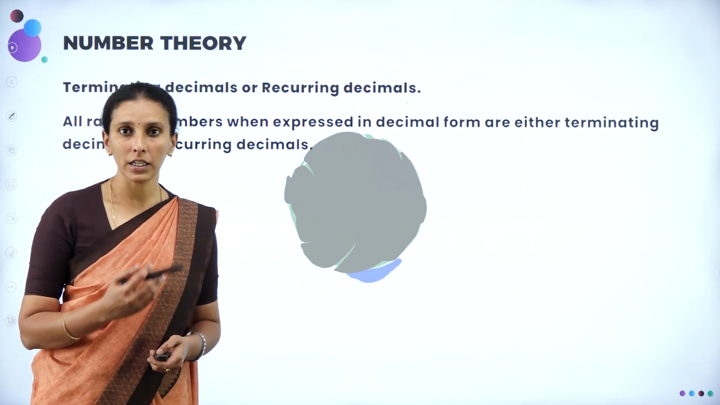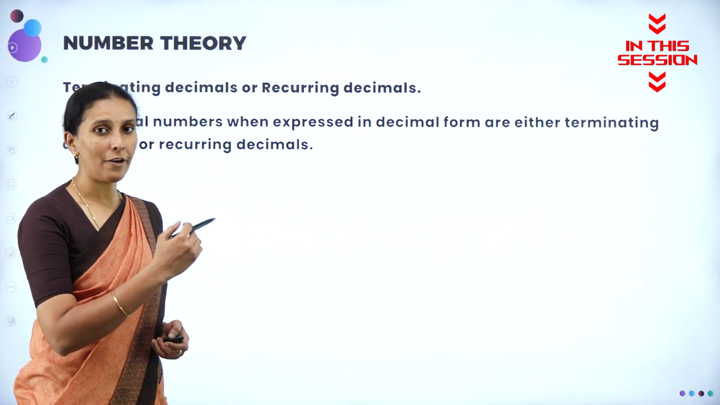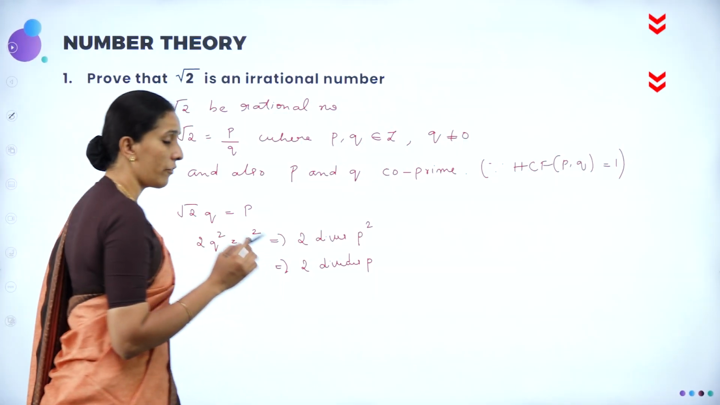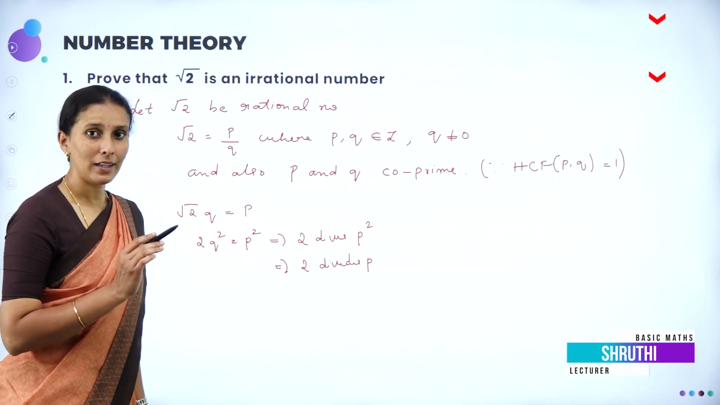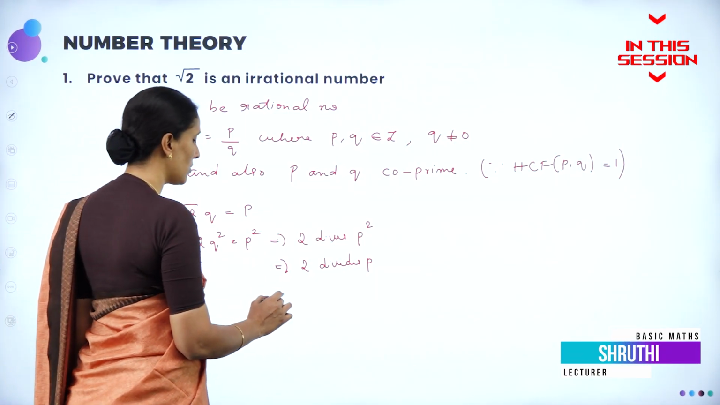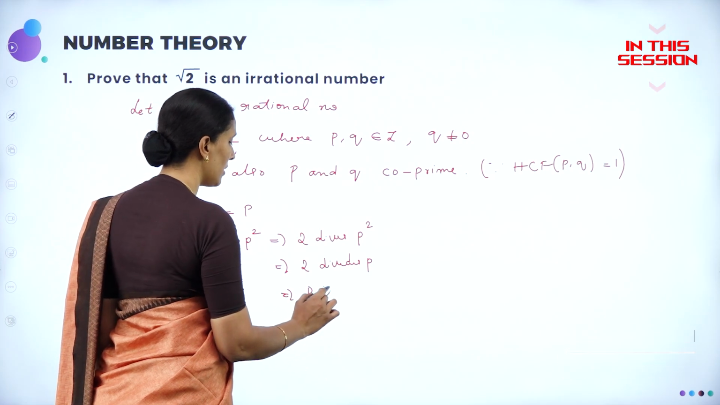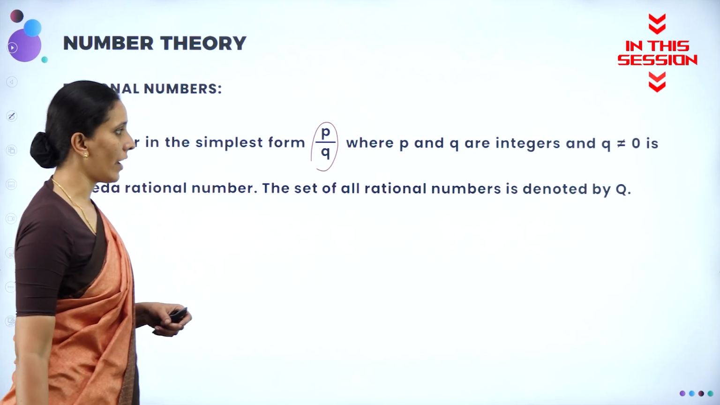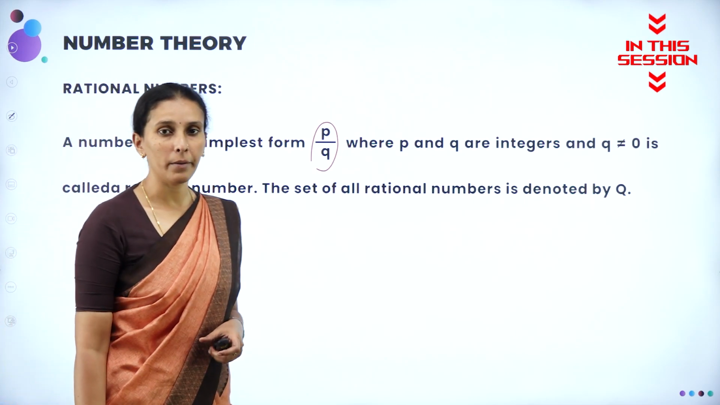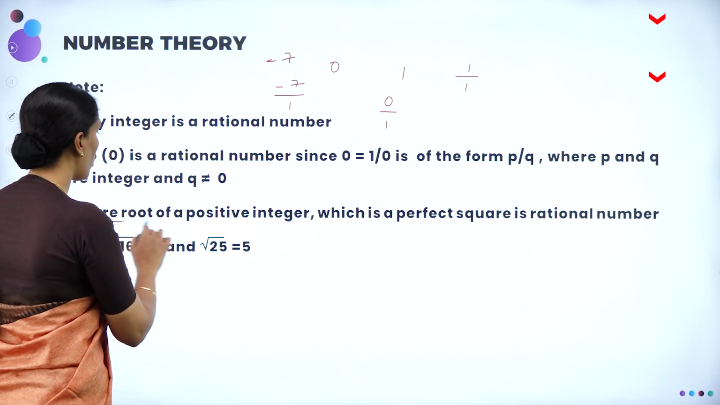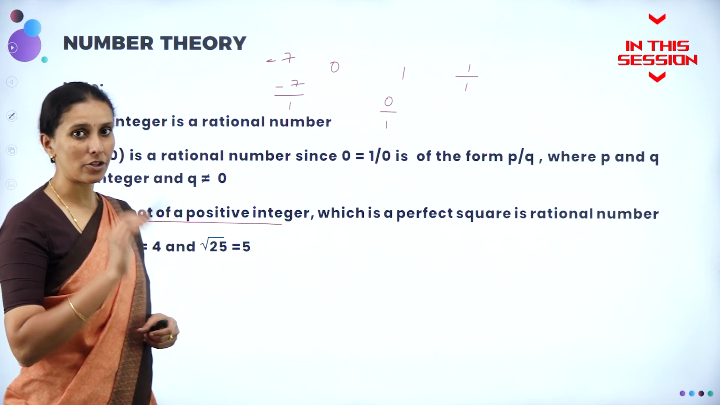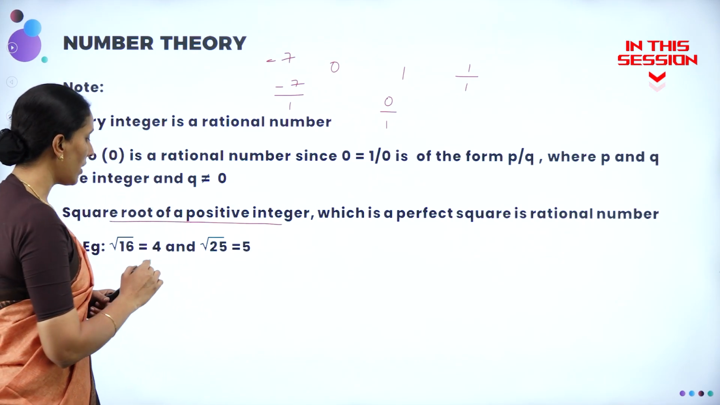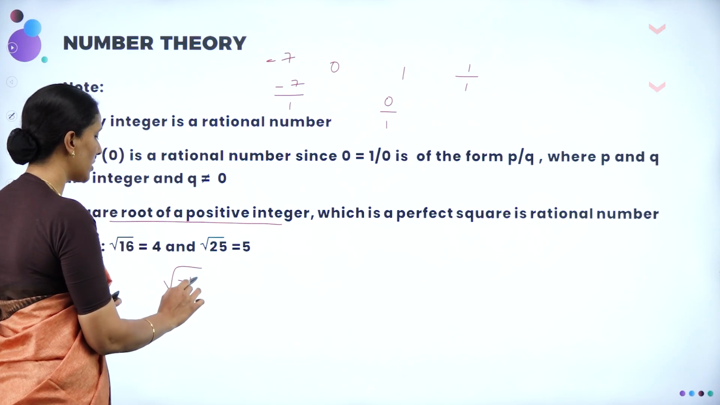So terminating decimals means it will stop after certain decimal point. So if any number is divisible by 2, that means the number is even. So this implies P is even. The number in the form of P by Q is said to be a rational number and it is denoted by Q. Remember, square root of positive integer is a rational number because we do not define any square root for negative numbers.